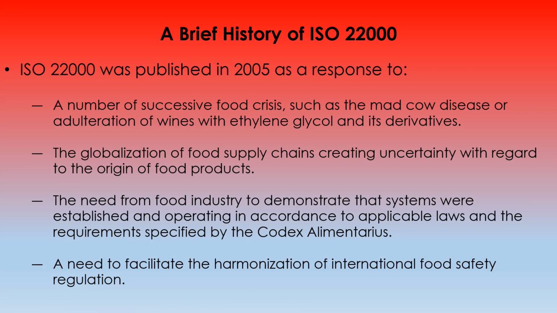A brief history of ISO 22000. ISO 22000 was published in 2005 as a response to a number of successive food crises such as mad cow disease or adulteration of wines with ethylene glycol and its derivatives. The globalization of food supply chain creating uncertainty with regard to the origin of food products. The need from food industry to demonstrate that systems were established and operating in accordance to applicable laws and the requirements specified by Codex Alimentarius.